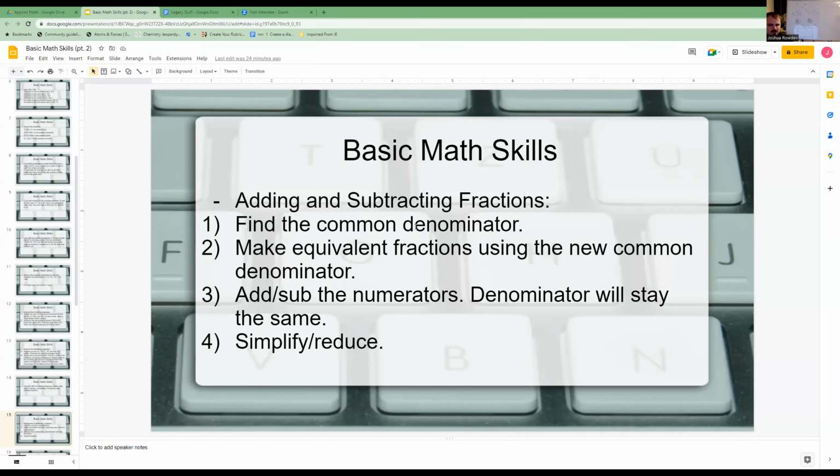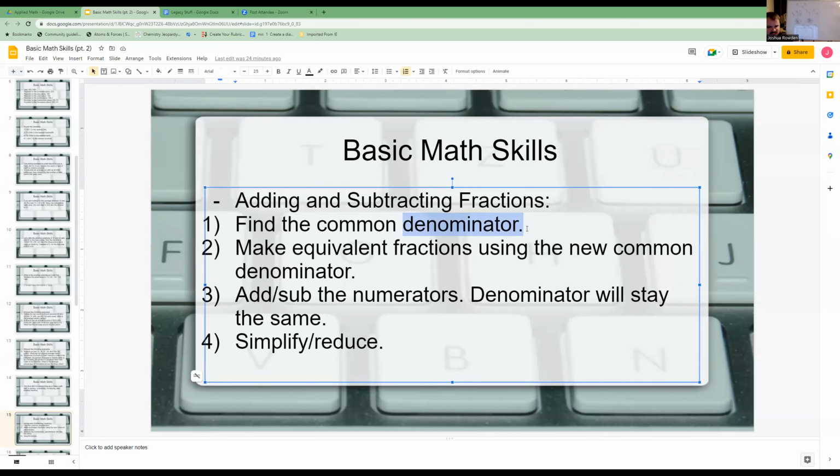So you're going to find the common denominator, get a bottom number that's the same, make equivalent fractions using the new common denominator. That's what we did there. In the last example, we decided to make the bottom number 12 for both of them. And then whatever you multiplied by to turn the bottom number into 12, multiply the top number, the numerator, by the same amount. So then what you do is you add or subtract the numerators, which is the numbers on top, and the denominator, the number on bottom, stays the same. And then the last step is you simplify or reduce.